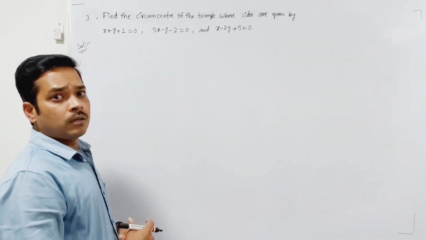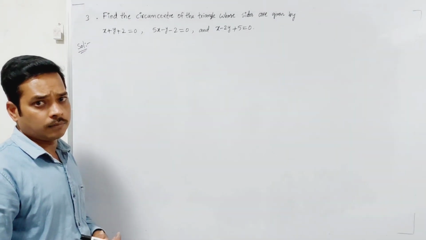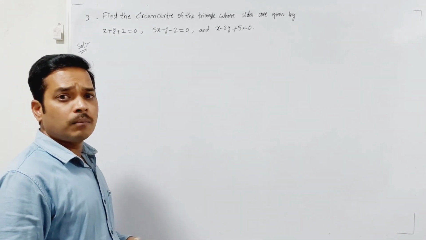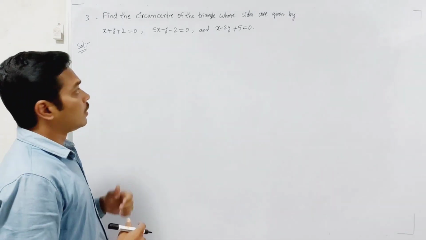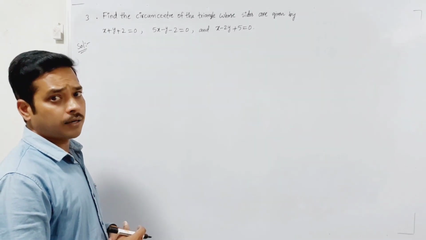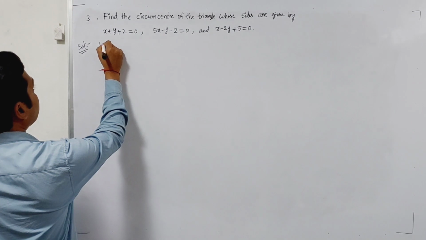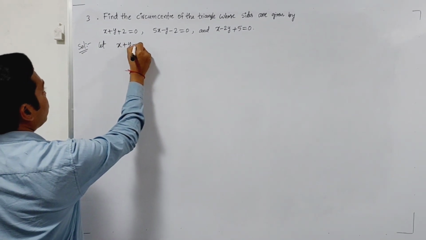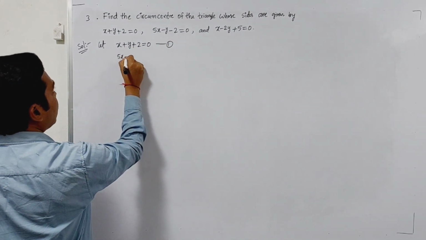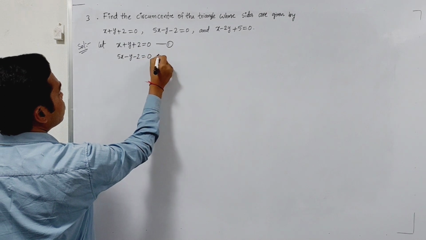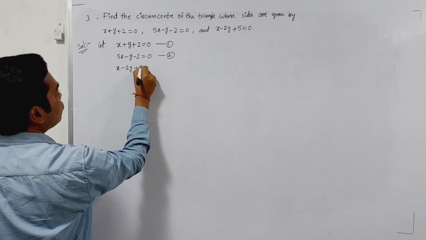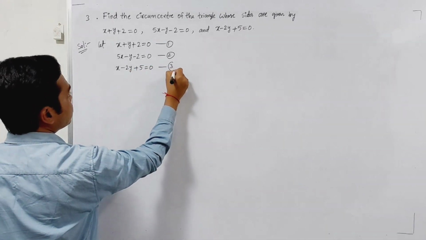If you know three vertices, we can find out the circumcenter by using SA is equal to SB is equal to SC, or by using equations of the perpendicular bisectors, the second method. Now find out the vertices of the triangle. Let x plus y plus 2 is equal to 0 be the first equation, 5x minus y minus 2 is equal to 0 the second equation, and x minus 2y plus 5 is equal to 0 the third equation.